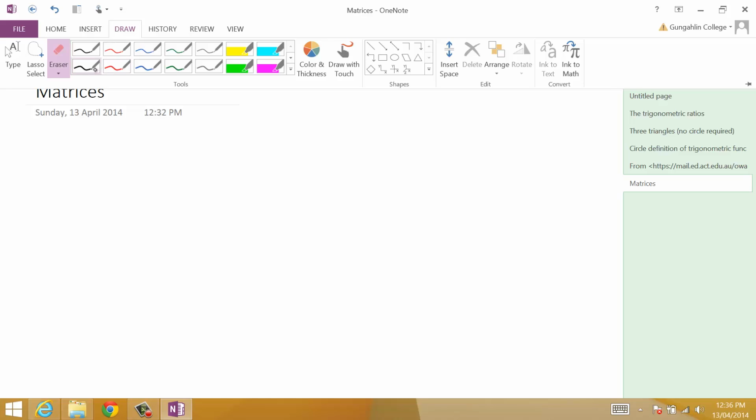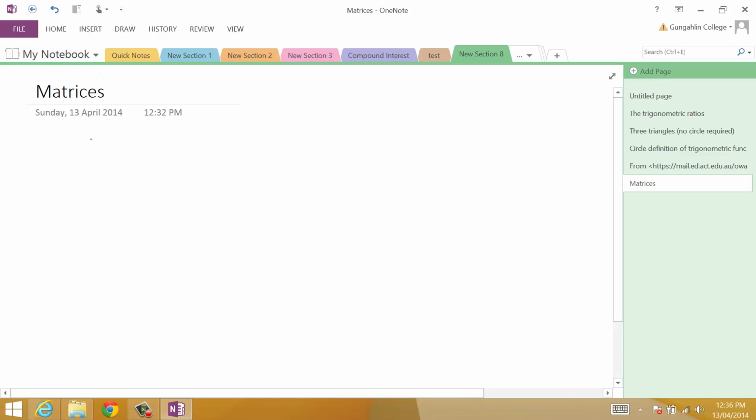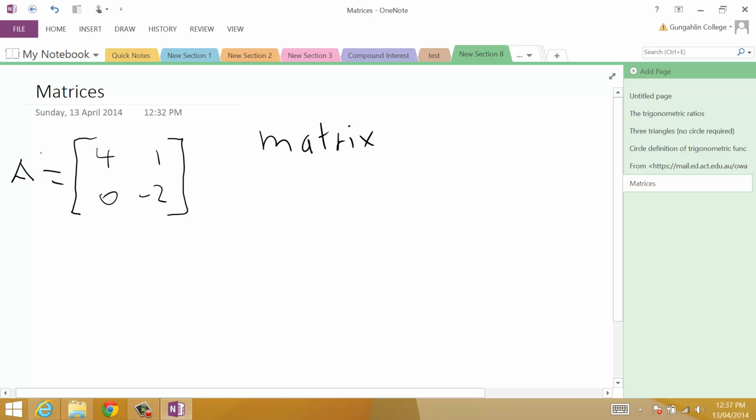In mathematics, we create our matrices without headings and without lines to separate the numbers, and that is an example of a matrix. We normally label our matrices with capital letters. So this is matrix A.